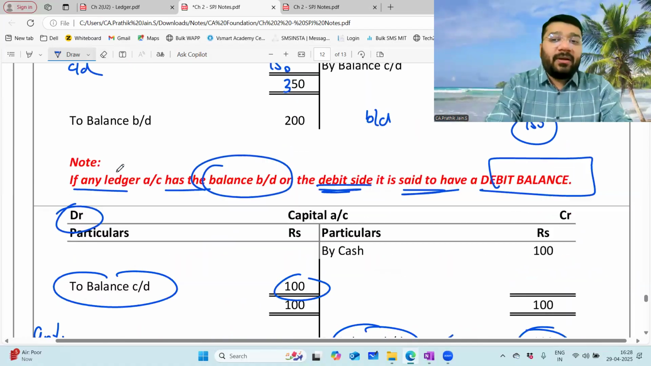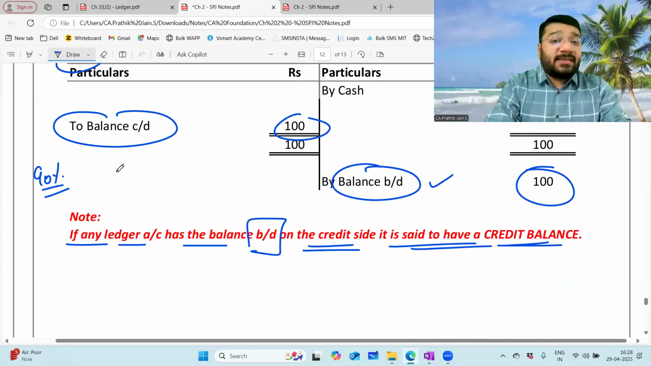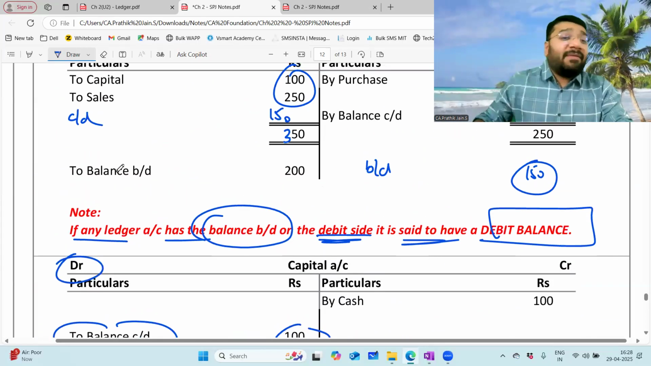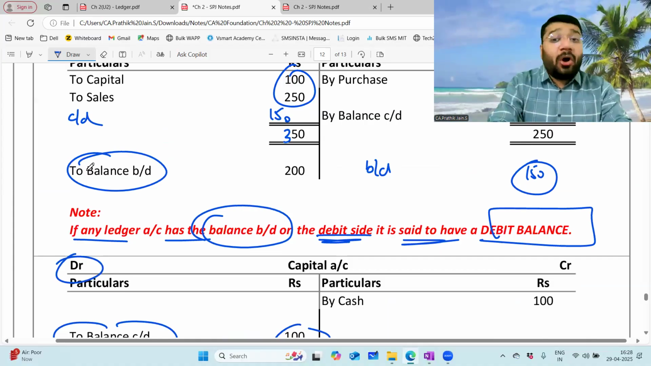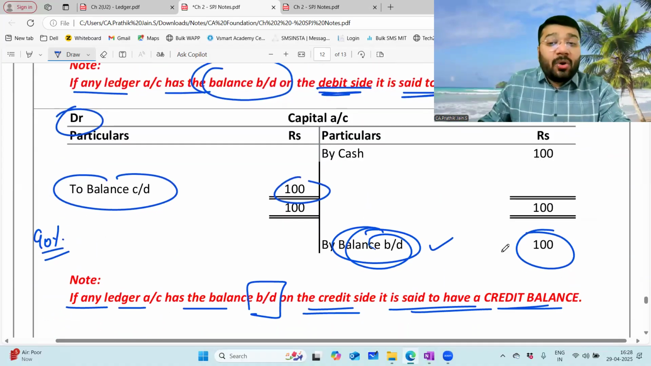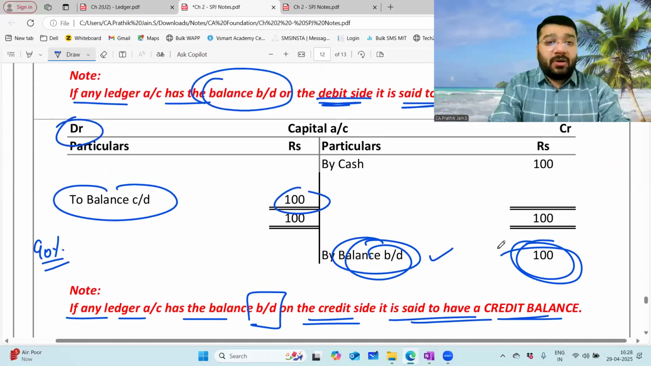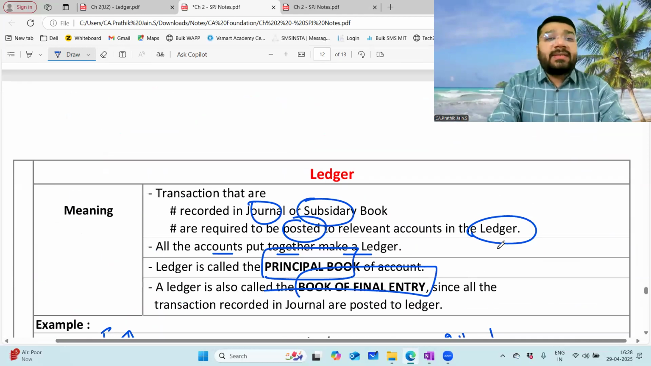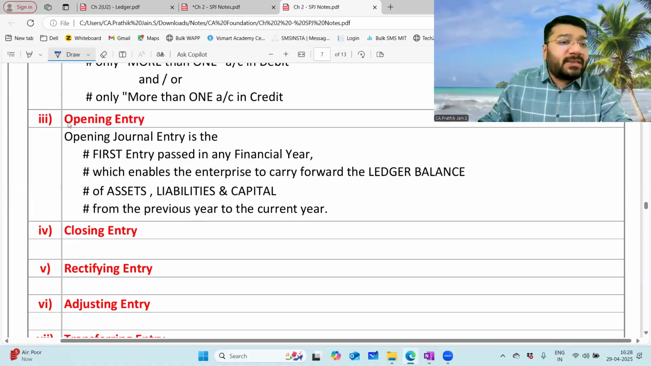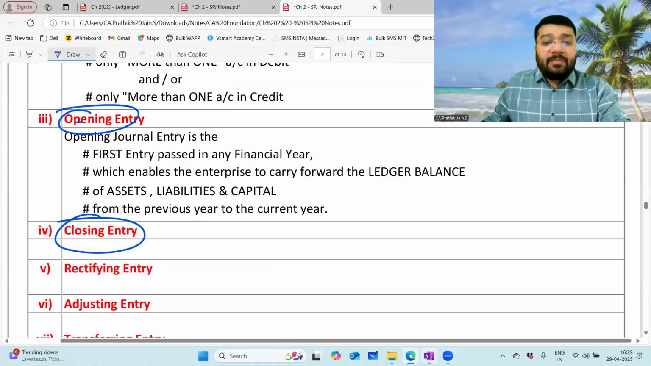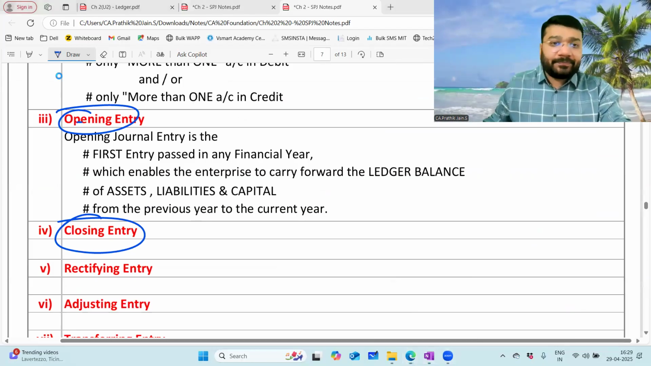Now, till this point we discussed that all the ledgers having a debit balance will go to the debit column of the trial balance, and all the ledgers having a credit balance will go to the credit column of the trial balance. Okay. Then what did we discuss in the last class? We discussed two more things. One, the opening journal entry, and second, the closing journal entry. Let me talk about the closing journal entry.